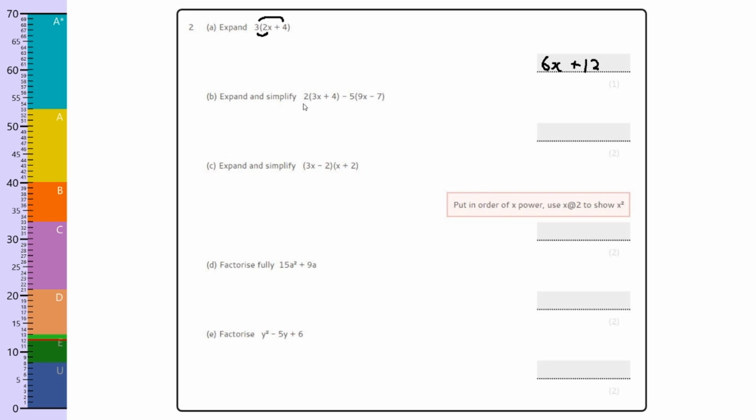Okay, this one's slightly harder this time. I've got to do a smile and rainbow, and then another smile and rainbow. Now, we're not going to do this straight into the answer thing because it says we've got to simplify as well, so we've got to do that bit as well. 2 times 3x, well, we've already done that, 6x. 2 times positive 4 is going to be 8.